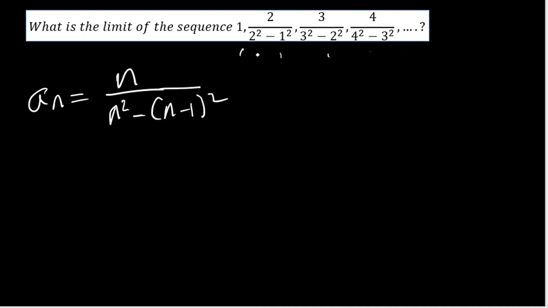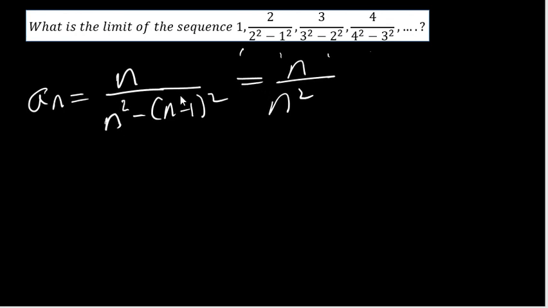Okay, because for the second one, if you see, 2 over 2 square minus the previous of 2, that is n minus. So this is a general form of an. Let us simplify this one. This is going to be n over n square. This is n. Let us write it properly.